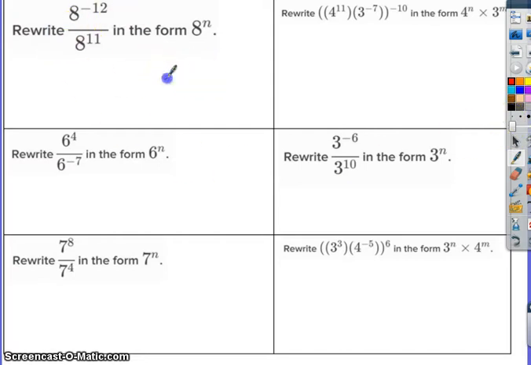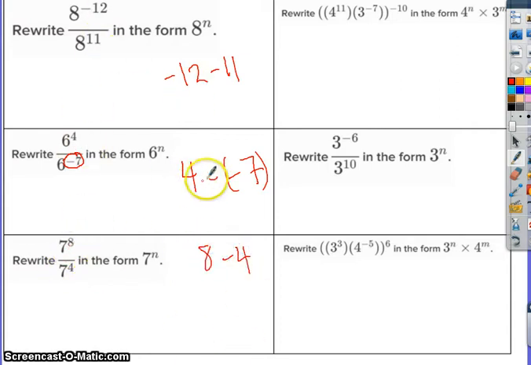Another subtraction rule, negative 12 minus 11. This is another subtraction rule. 4 on top minus whatever's on bottom. And it just happens that what's on bottom is negative. 4 minus negative 7. I'm just writing out all the operations that I'm doing for the exponents here. This is, again, 8 minus 4 by rule 2. So top minus bottom, top minus bottom, top minus bottom.